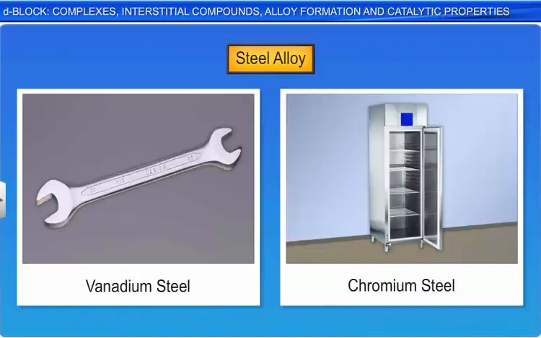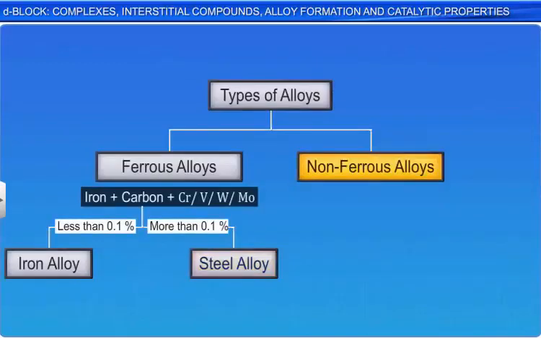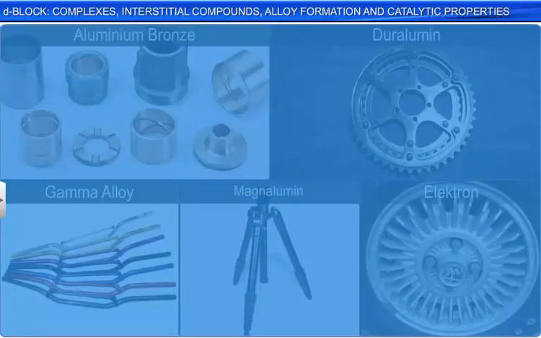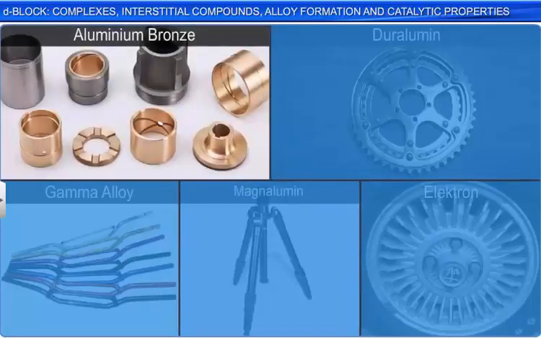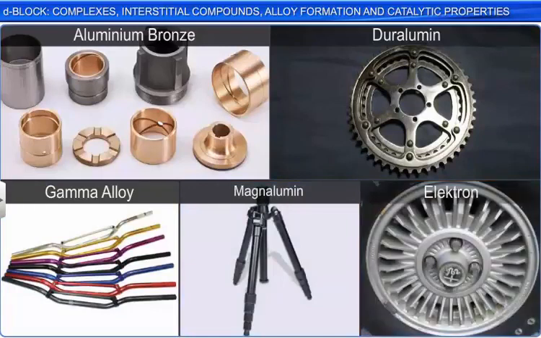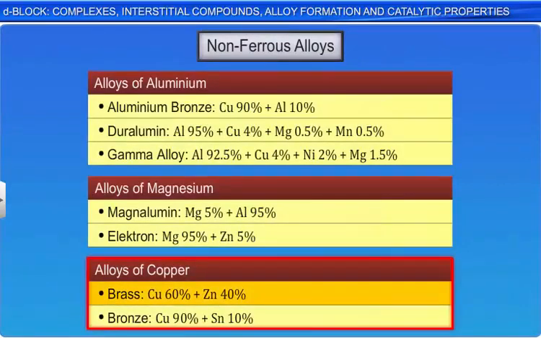Non-ferrous alloys are alloys that do not contain iron as one of the components. The number of non-ferrous alloys used in technology is very large. Aluminium alloys like aluminium bronze, duralumin, and gamma alloy, along with magnesium alloys like magnalium and electron, find numerous applications in various fields. Similarly, brass, an alloy of copper and zinc, and bronze, an alloy of copper and tin, are also important non-ferrous alloys. The table shown here lists some important ferrous and non-ferrous alloys along with their composition and uses.